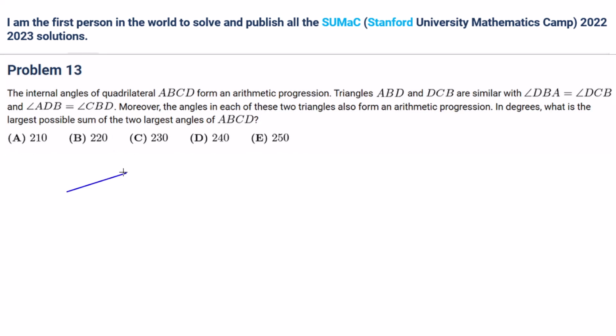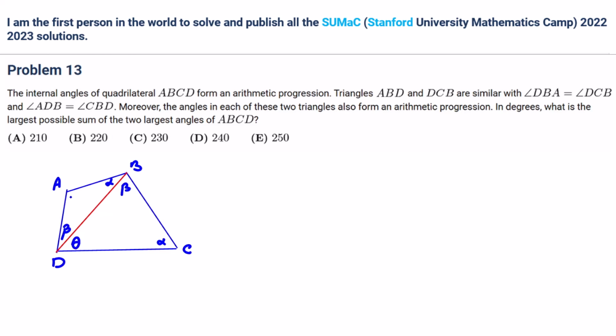Okay, so let's draw this one. A, B, C, D. We don't know in, for example, triangle ABCD, which of them is minimum, which of them is maximum, right? But let's consider these two triangles, ABD and BCD. They are similar. Angle DBA is alpha, equal to DCB. ADB is beta, equal to CBD.